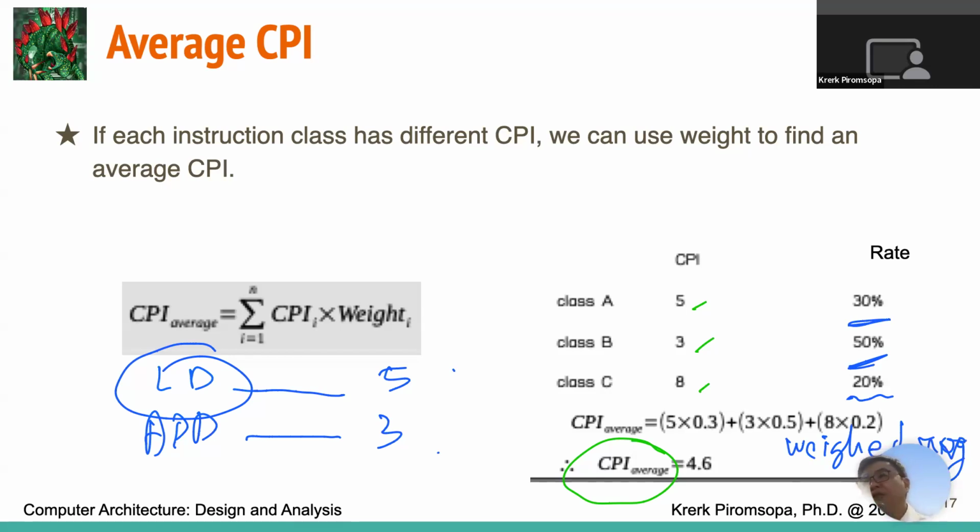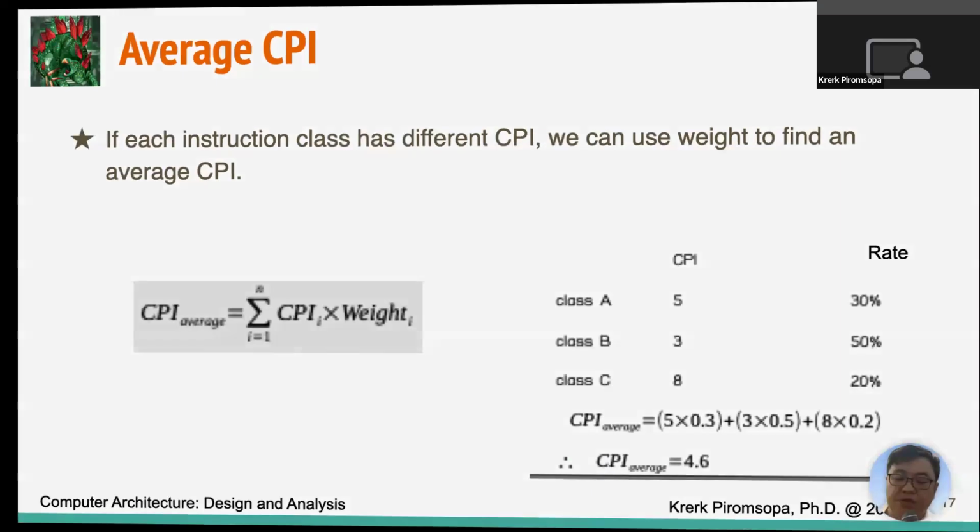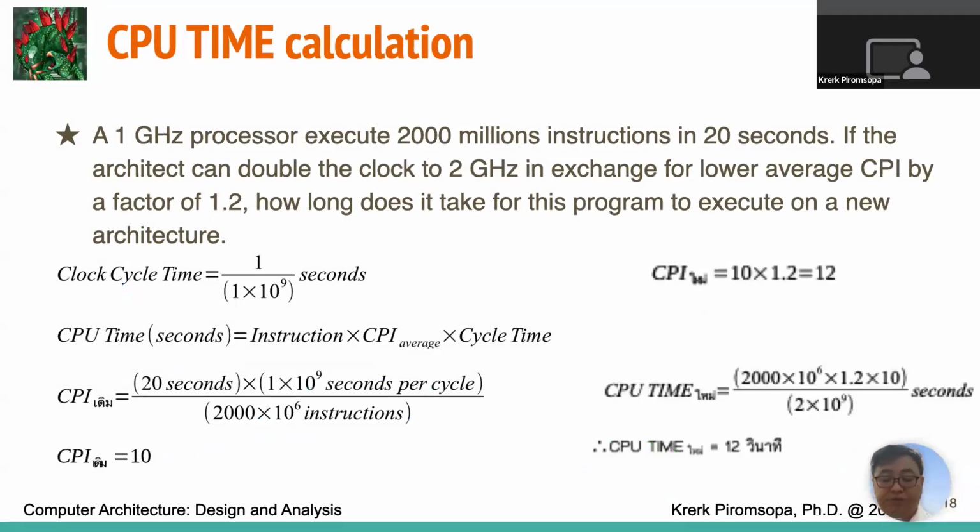Just weighted, just like that. So we can estimate the CPU time by doing simple counting: how many instructions do we have, do a simple average CPI, and do the math, put them together. I think we did this one last week, right? We already did this question.